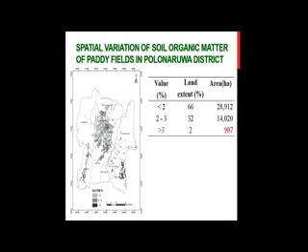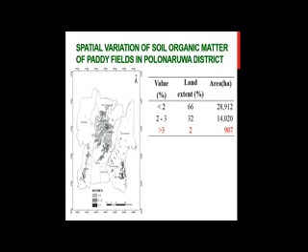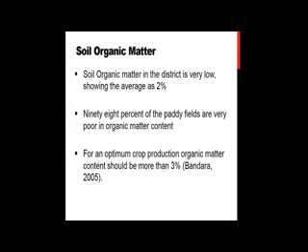Then the spatial variation of soil organic matter. Only 2% of the land extent has more than 3% organic matter. Soil organic matter in the district is very low, with an average of 2%. 98% of the paddy fields are very poor in organic matter content. For optimum crop production, organic matter content should be more than 3%.